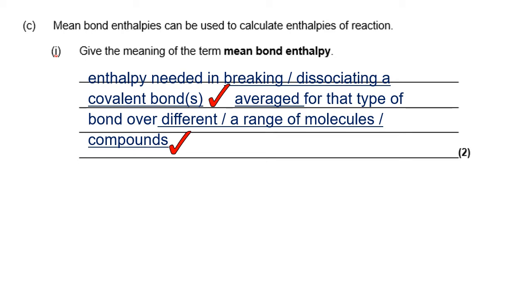Now, knowing that it's average is where they quite often ask another linked question where they might say, why is the C-H bond in this structure different to the value in the table? And that's because it will be averaged, that C-H bond, over many different molecules.